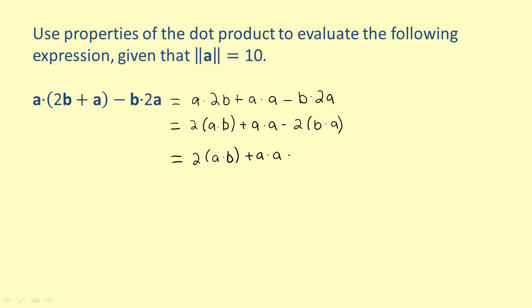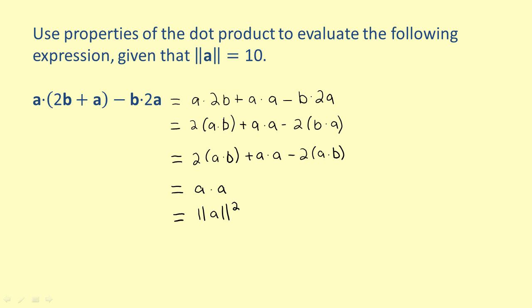We now have like dot product terms of equal but opposite sign, which allows us to simplify the expression. Now that we have a dot product of vector a with itself, we can use the property of magnitude, replacing a dot a with the square of the magnitude of a.